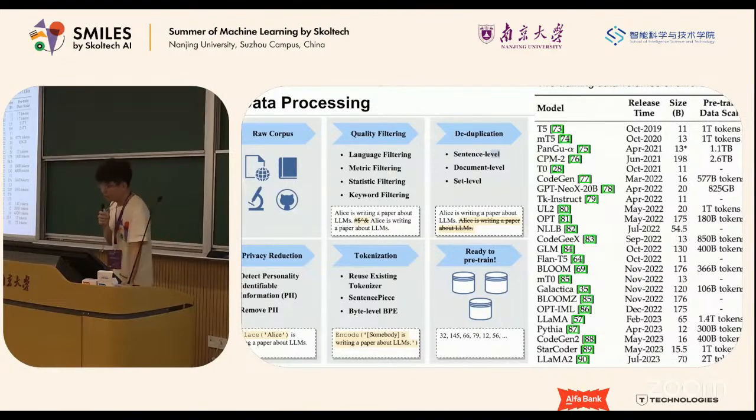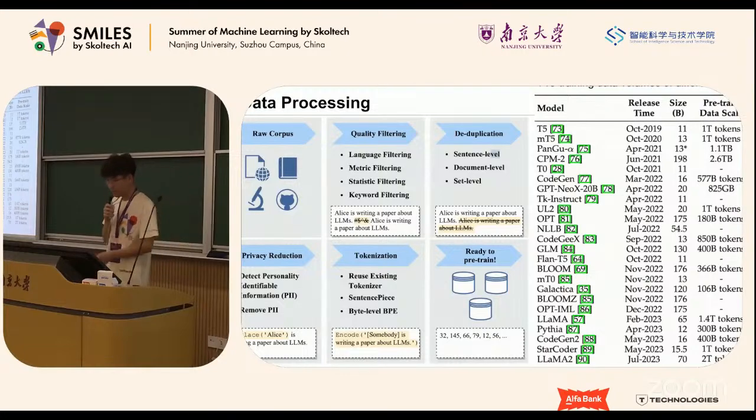Deduplication uses the sentence level, document level, or set level to reduce the unuseful corpus. And the privacy reduction aims to eliminate personalized sensitive information. And the tokenization uses methods like byte-level BPE or SentencePiece.